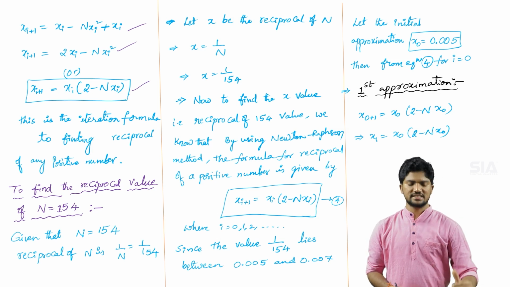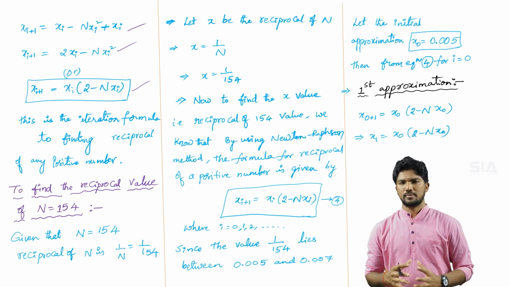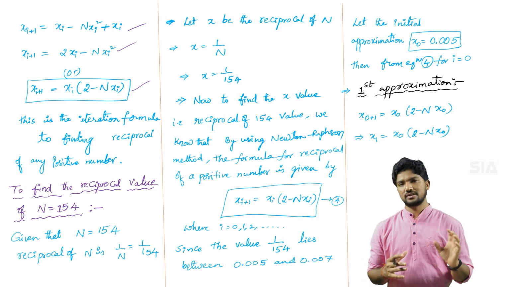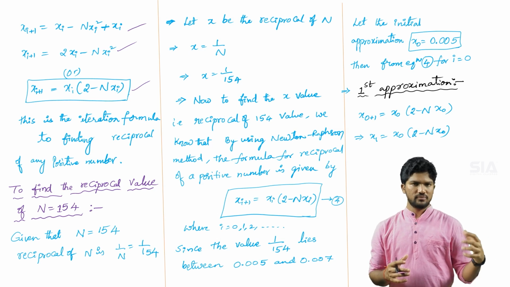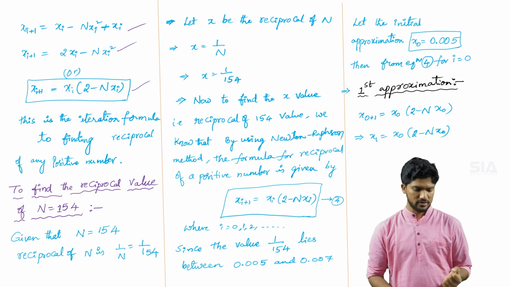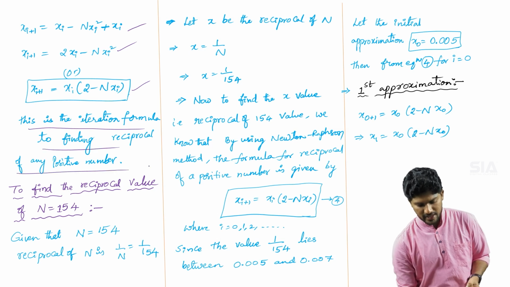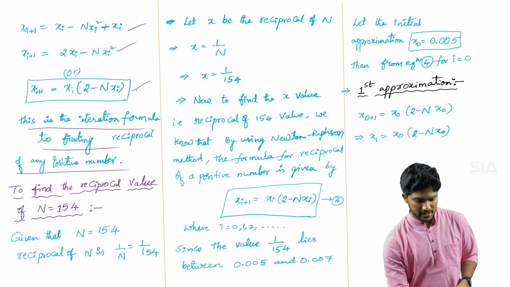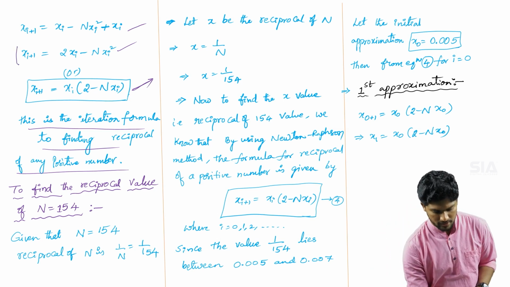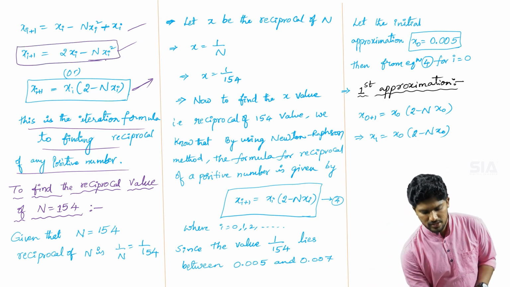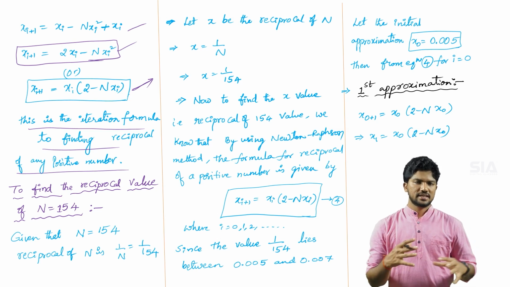Okay, so this is the standard formula for the reciprocal of any positive number. Clearly they are mentioning positive numbers only. Don't go for the negative numbers, for negative numbers it will be different. Therefore this is the iteration formula for finding the reciprocal of any positive number. You can use either this one or this one. Those two equations are the iteration formulas for the reciprocal of n.